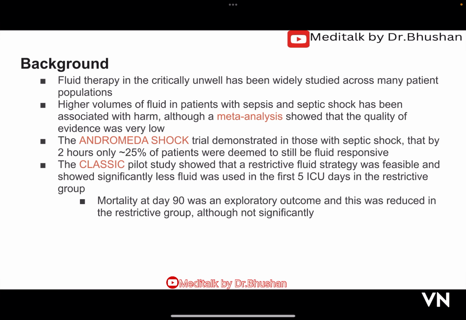Background for this study: fluid therapy in the critically unwell has been widely studied across many patient populations. Higher volumes of fluid in patients with sepsis and septic shock have been associated with harm, although meta-analyses show that the quality of evidence was very low. The ANDROMEDA-SHOCK trial demonstrated that in those with septic shock, by 2 hours only 25% of patients were deemed to still be fluid responsive. This trial was discussed in our channel in a separate video.